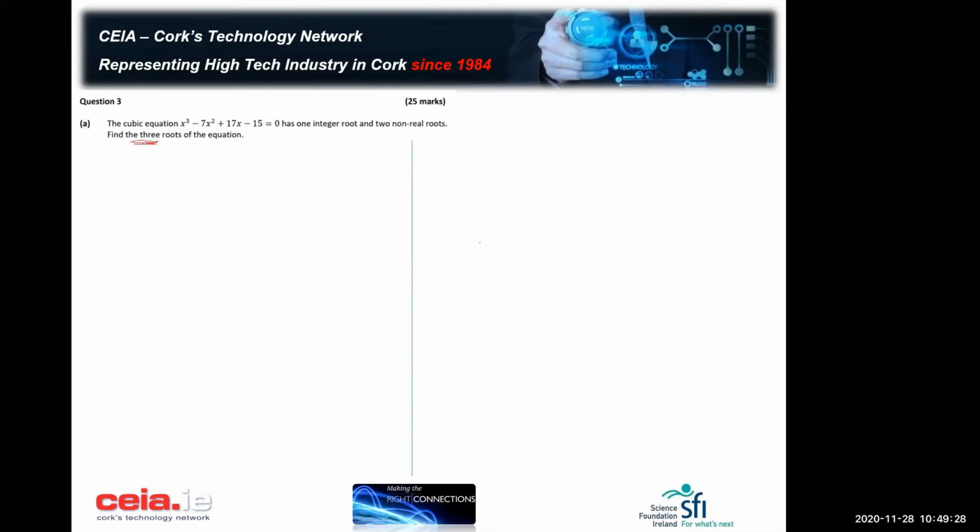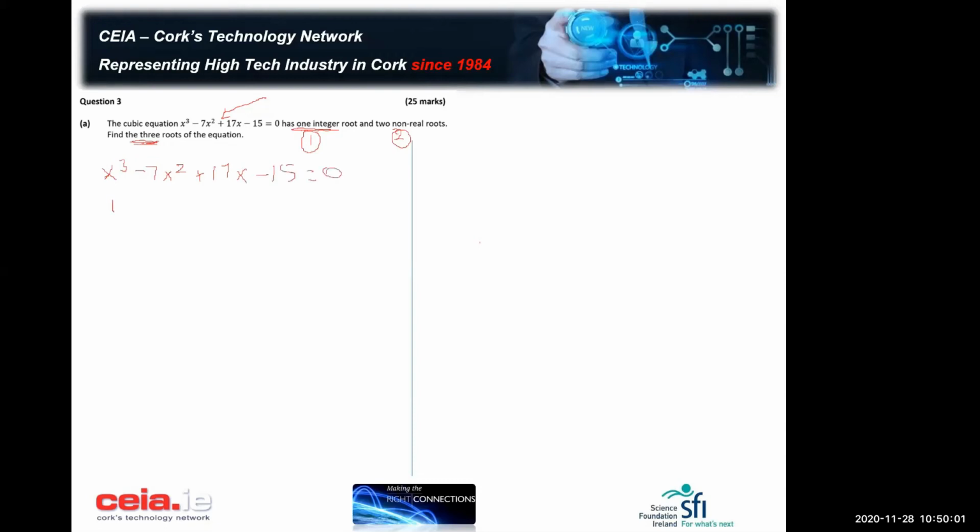Well, normally you have to find the integer root, which is a whole number. So you've got to test different numbers in this equation to try and figure out what the integer root is first. So you do that first. And then secondly, you find the non-real roots. The non-real roots have to be found algebraically. So we have x cubed minus 7x squared plus 17x minus 15 is equal to 0.